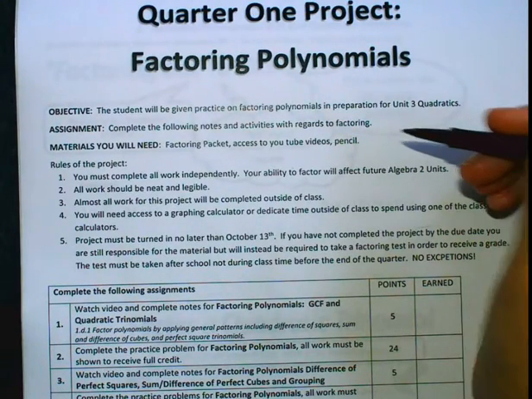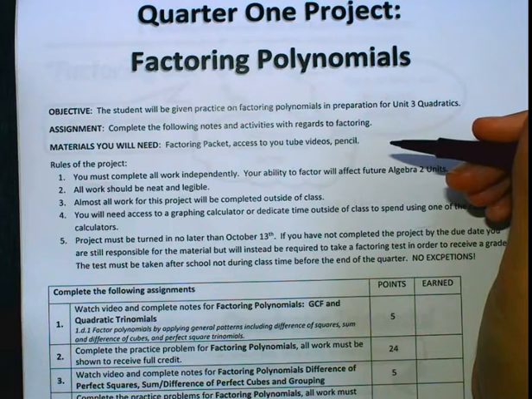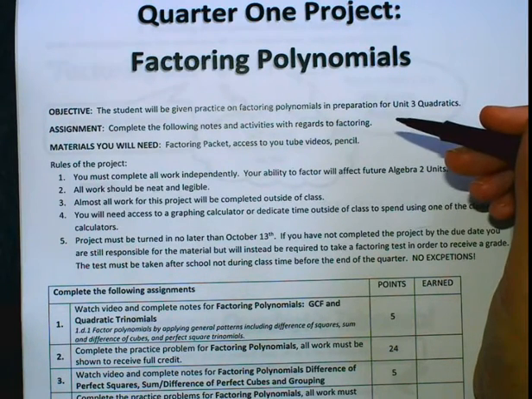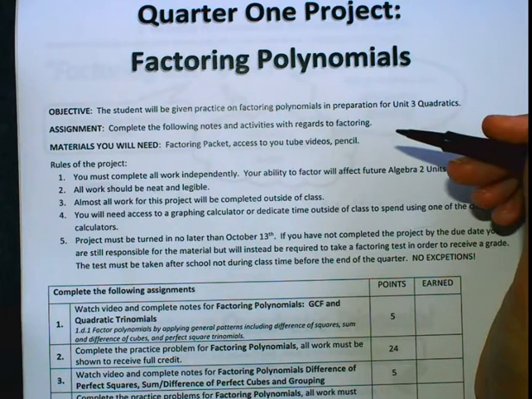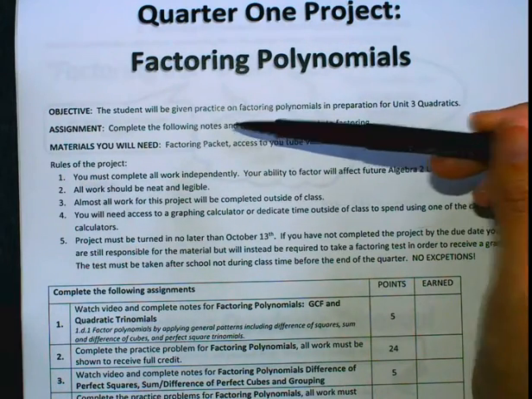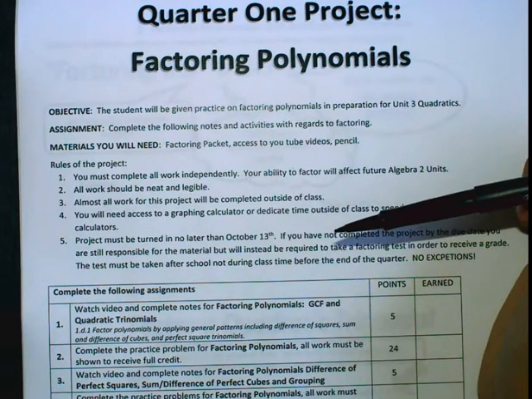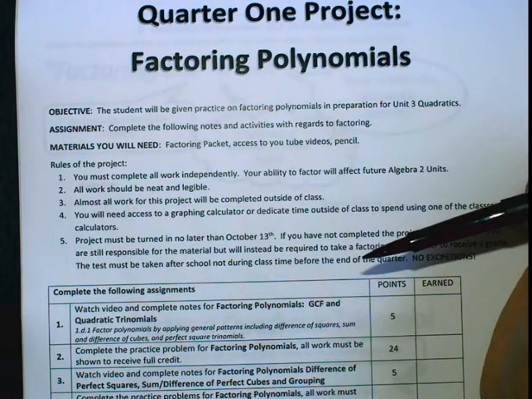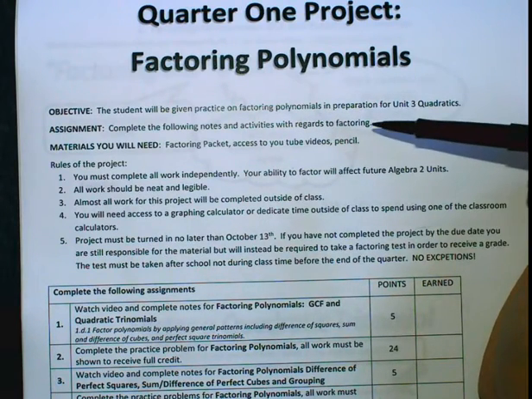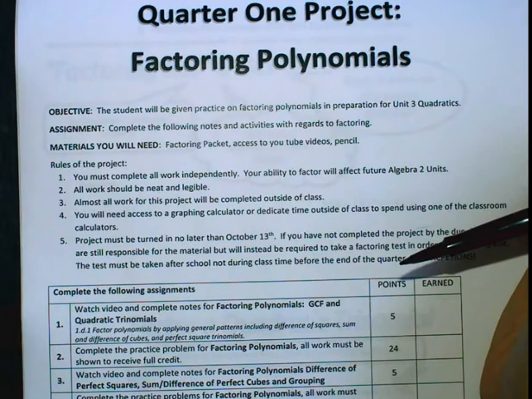There will be a video and then a page that you'll be completing on your own, and then another video and then another page to complete on your own, and then a third video and then 2 pages to complete on your own. The materials you'll need is this factoring project that's been handed to you, access to YouTube videos, and a pencil.